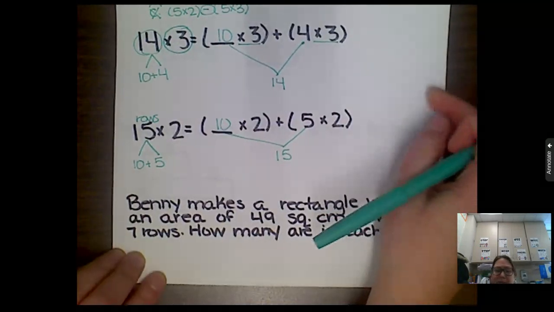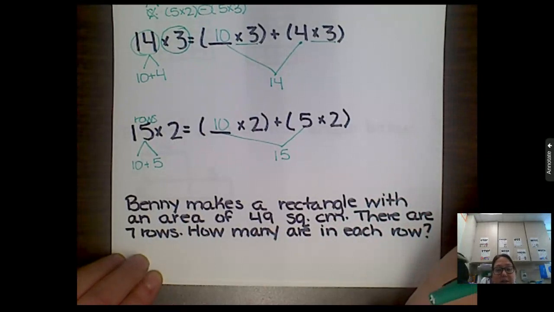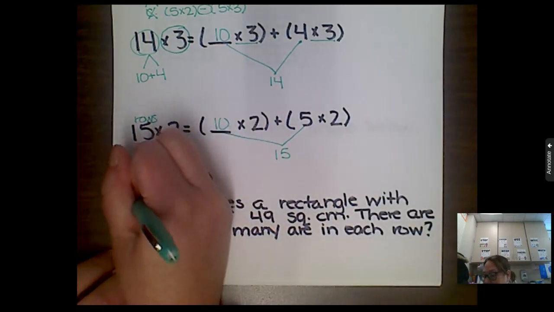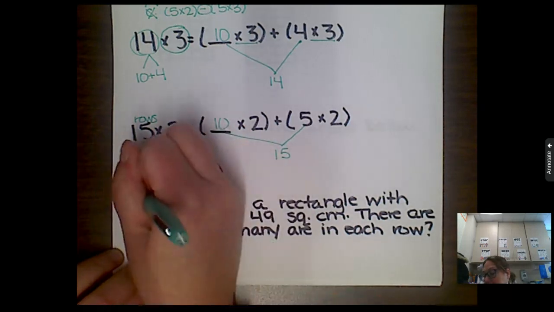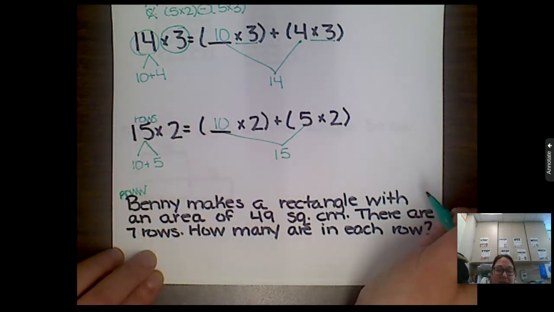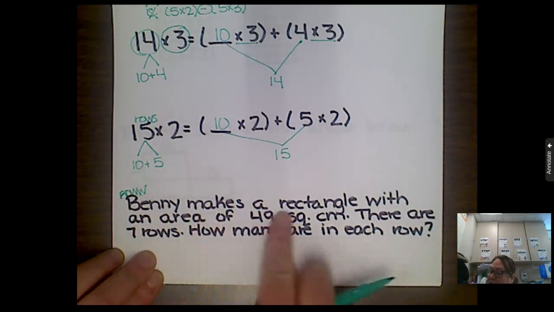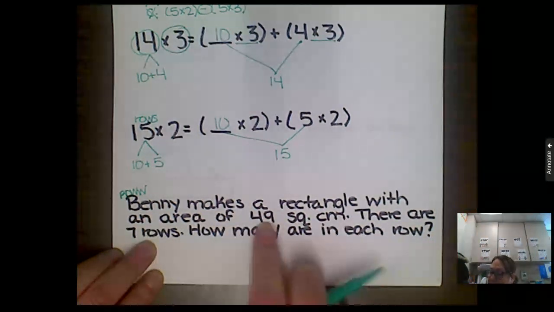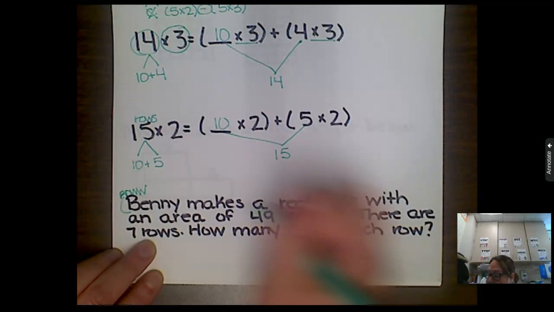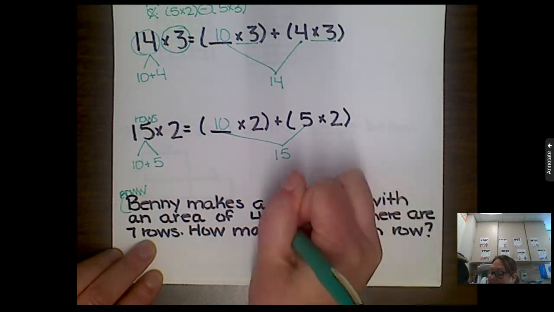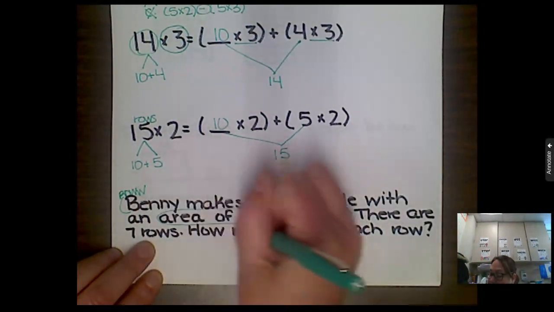This is just a quick word problem review. We had questions like this on our mid-module assessment. I just want to do a quick review. Benny, who's my dog, makes a rectangle with an area of 49 square centimeters. There are 7 rows. How many are in each row? So this is an RDW. And actually, when we do our test, if it's multiple choice, it'll just be RDW. Okay? So Benny makes a rectangle with an area of 49 square centimeters.